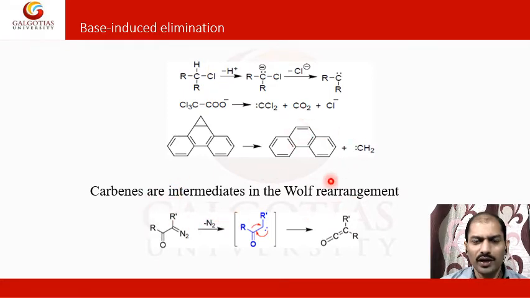Carbene is an intermediate in the Wolff rearrangement reaction. Here you can see the carbene forming during the intermediate state. This carbon is the carbene in the whole molecule. This is the intermediate in the Wolff reaction. You can see how the nitrogen is removed from the overall molecule, and the carbon is attached to alkyl groups.